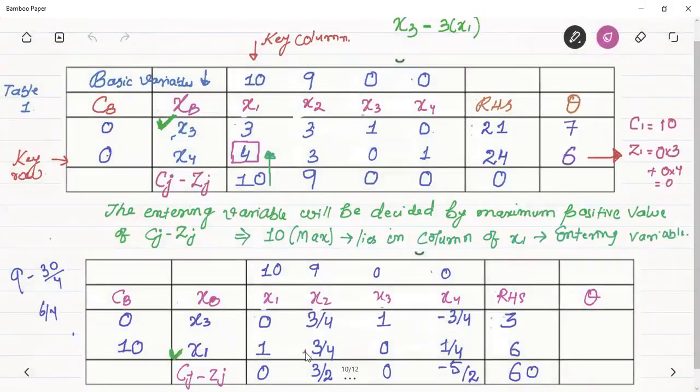अब कौन सा है entering variable बताइए? x2, isn't it? Yes, sir. कल भी आया ना, फिर दूसरी आइटरेशन में जब हमने किया, x2 became the entering variable. Okay. Therefore, this second column now will be the key column. The second column will be the key column.